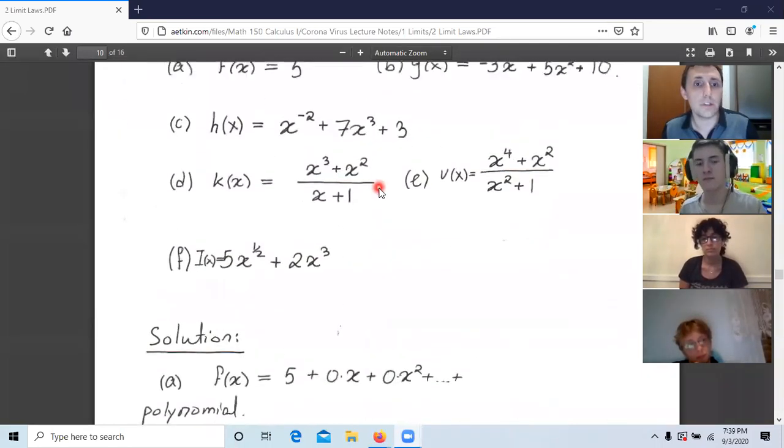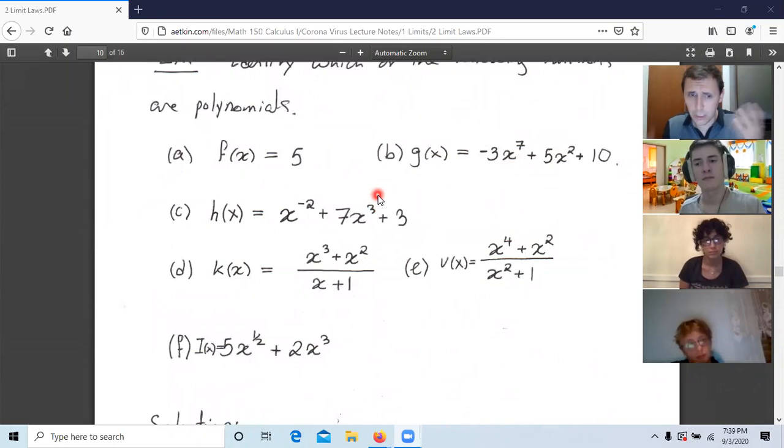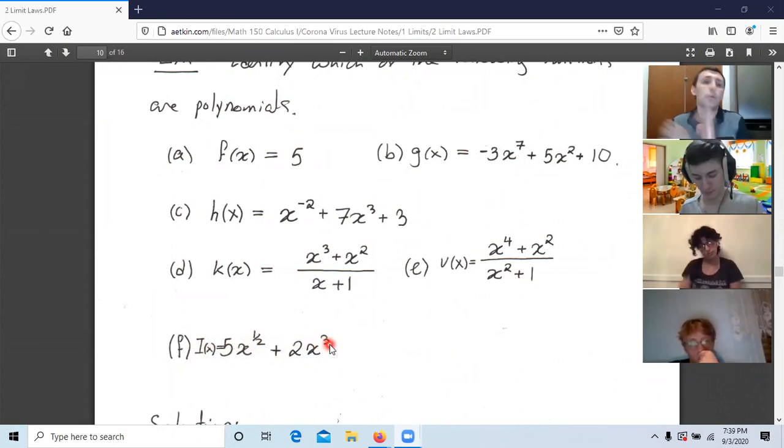Here is the next question. And again, I'm trying to teach you to think about it. F, is this a polynomial? X to the 1/2 is the square root. Is this a polynomial? And I want, of course, to know why or why not.